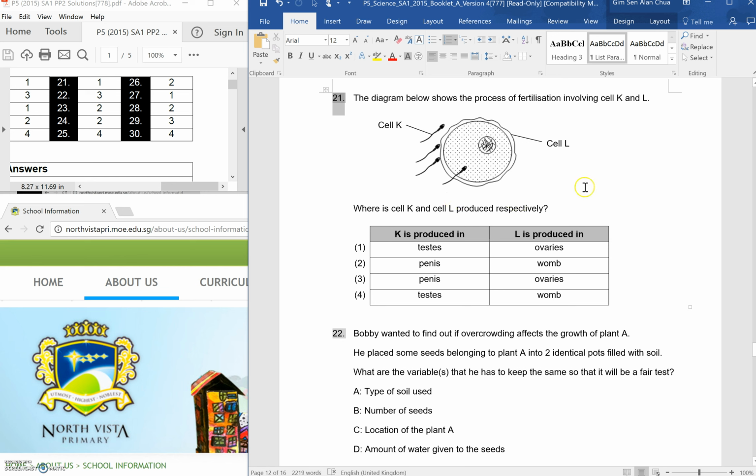Question 21. Where is cell K and cell L produced? So cell K is sperm. So sperms are produced, no, not in the penis. So 2 and 3 are wrong. But in the testis. So we have ovary and the womb. We know that the womb is where the fetus develops. Okay, so ovary, answer number 1.